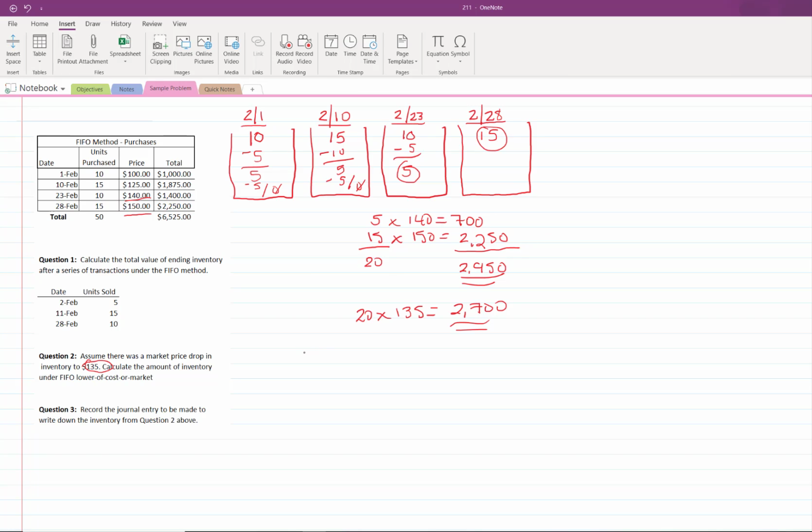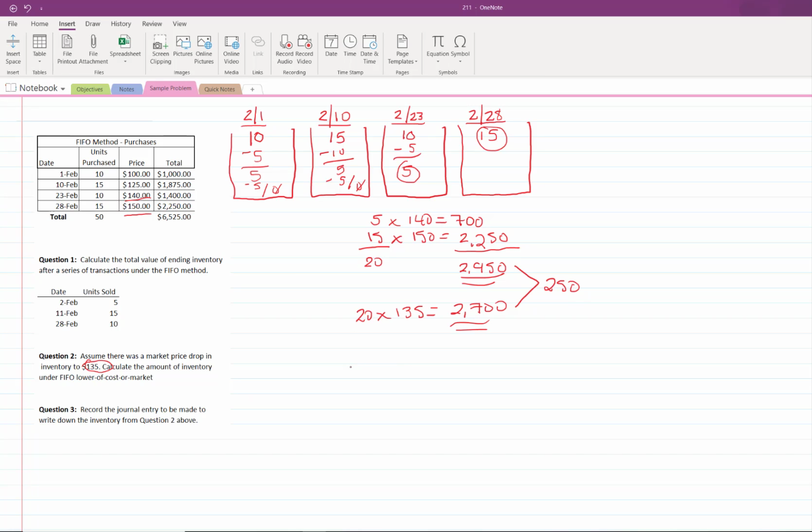So step number 3, record the journal entry to be made to write down the inventory from question 2 above. So now what we need to do is we need to get the inventory on our balance sheet at the right amount. So we have it at $2,950. It needs to be at $2,700. So we need to write down this inventory by $250.